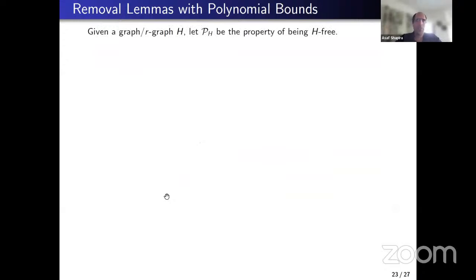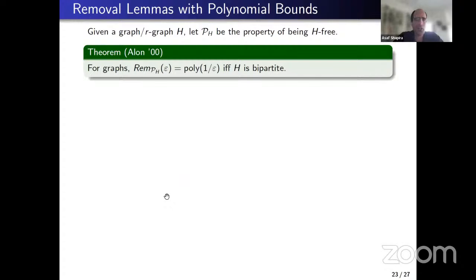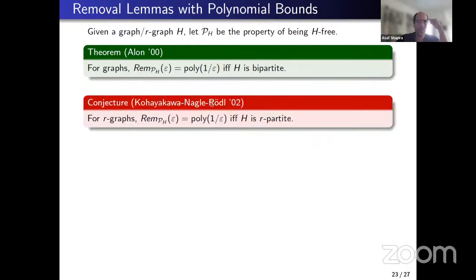So let me discuss now another problem related to this general characterization problem. Now we fix an r-graph H and we call P sub H the property of not containing a copy of H. The very influential result of Alon is that if you look at the property of being H-free, then it has a polynomial removal lemma if and only if H is bipartite. This result was the start of many, many results in this area in the last 20 years.